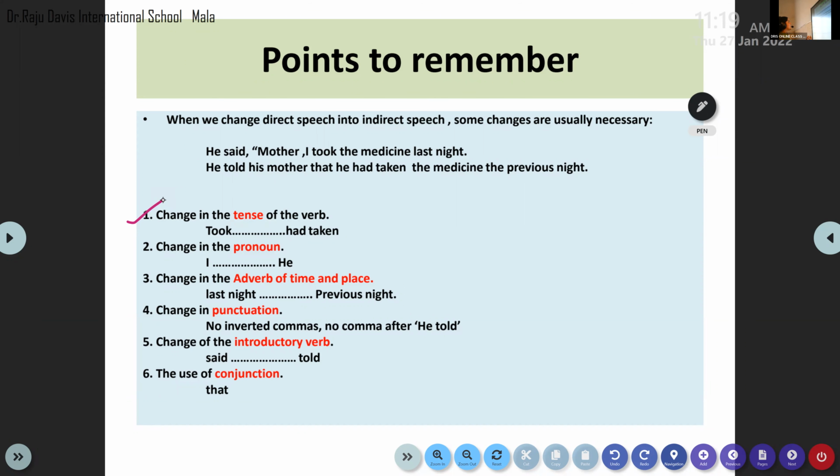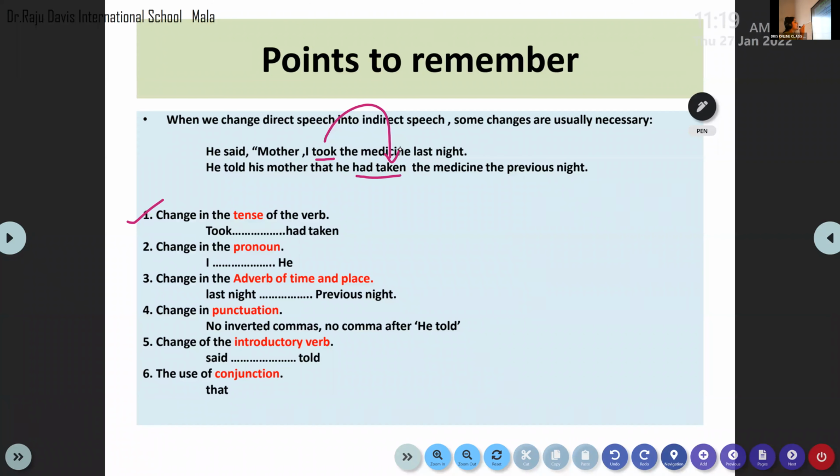As you all know, in the second one, see here, "I took the medicine last night," the word took is in simple past tense. When you change this sentence into indirect speech, you are changing the tense into had taken. Simple past is changed into past perfect, isn't it? So this is called a tense change in the sentence. So this is important when you use direct indirect speech in your English grammar.